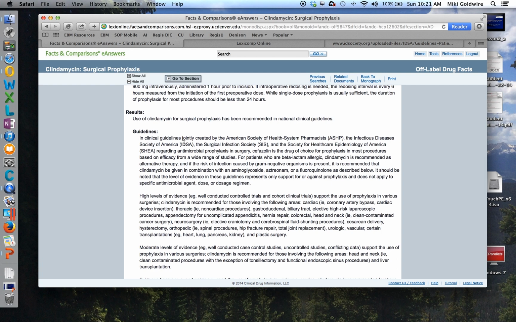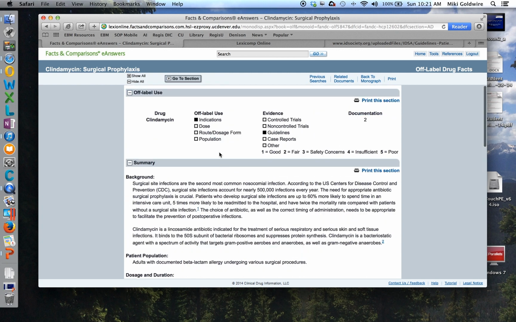And again, it's the same guidelines that we had already seen from the American Society of Health System Pharmacists, the Infectious Disease Society of America, and the Surgical Infectious Society and Society for Healthcare Epidemiology of America. So we could do the same by searching gentamicin. So we found our dose for clindamycin. Now we want to look up gentamicin, the most common aminoglycoside.